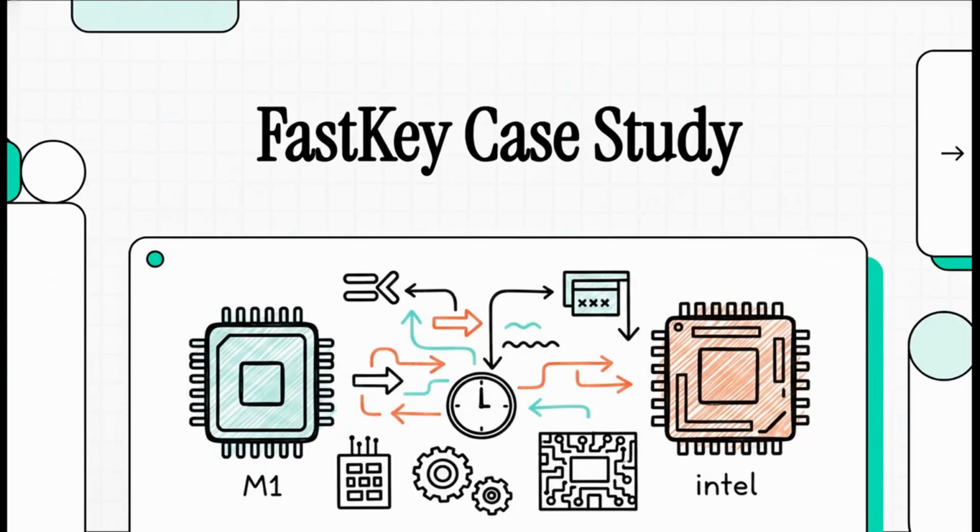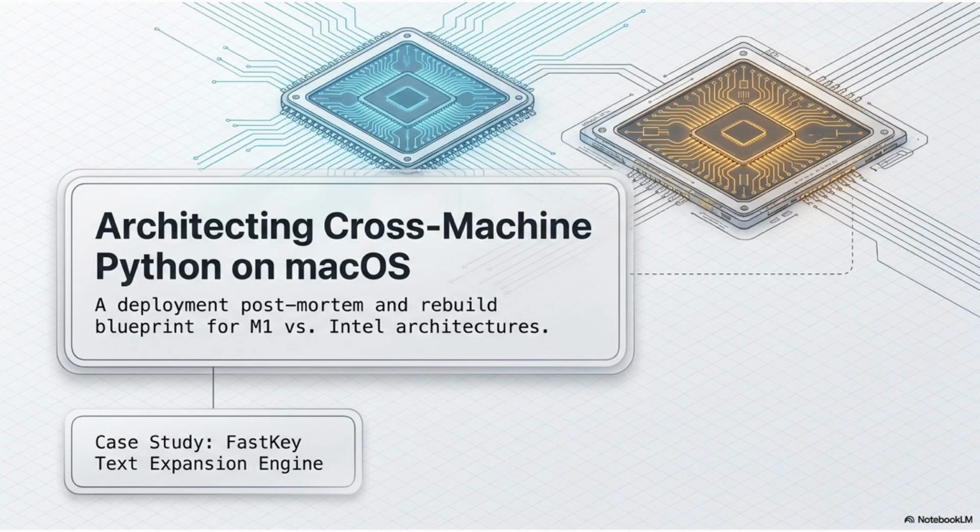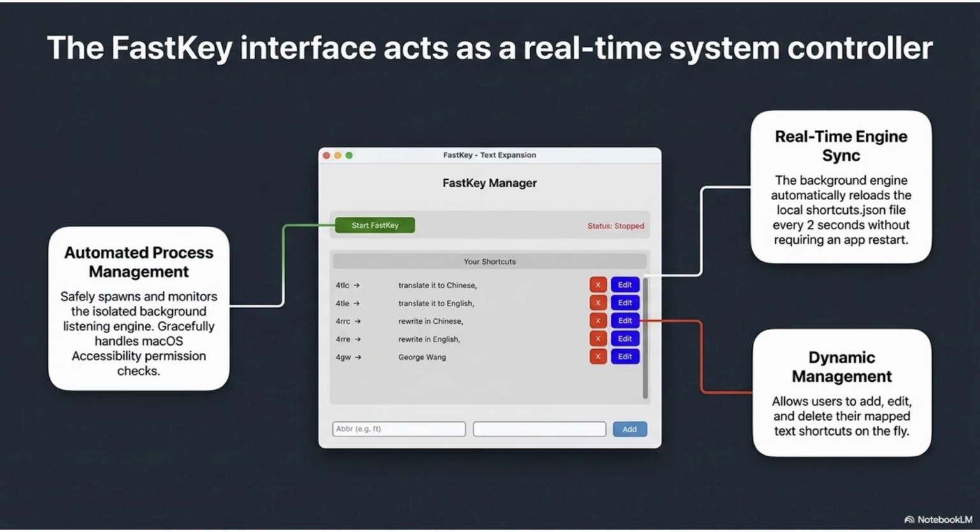Welcome to this explainer. Today, we're diving into FastKey, which is just an incredibly elegant macOS productivity tool. But we aren't only looking at the shiny finished product. We're actually going to explore the chaotic engineering reality of building it across two totally different chip architectures, Apple's M1 and Intel. It's a fascinating case study in massive time saving and the deep technical trade-offs you have to make to get a tool like this to actually work.